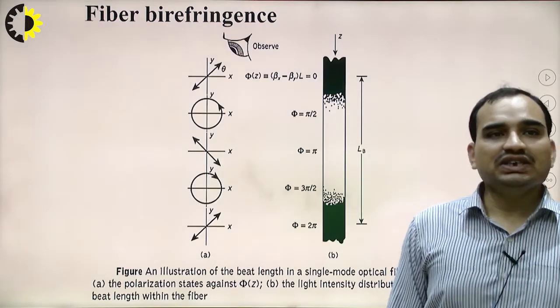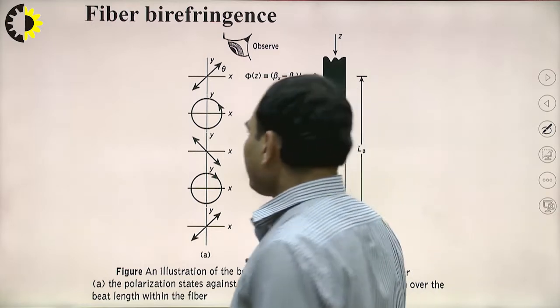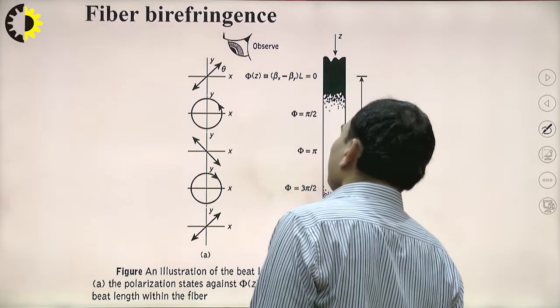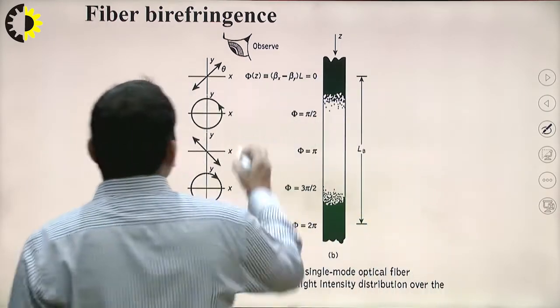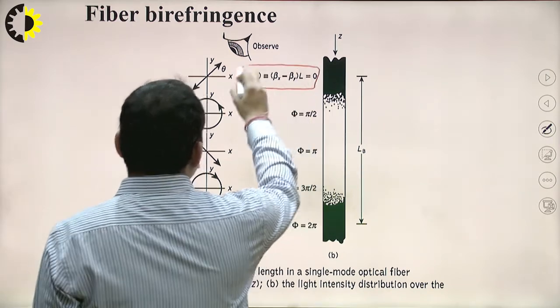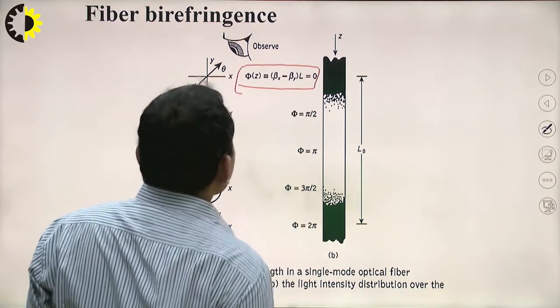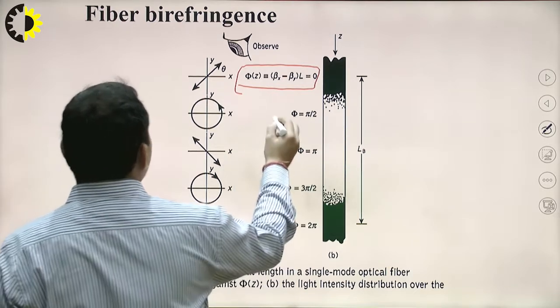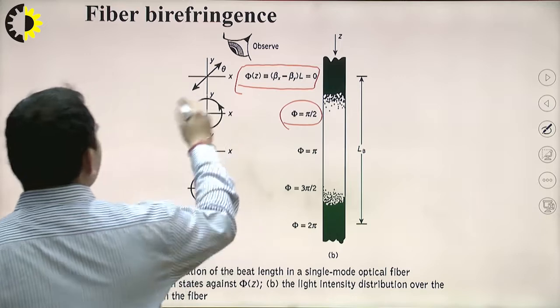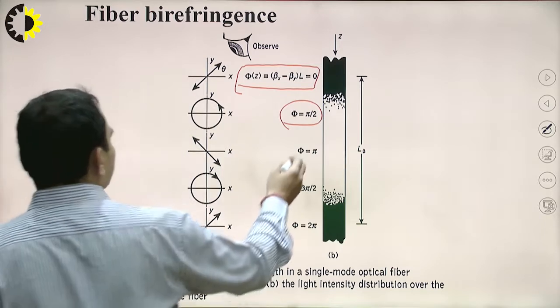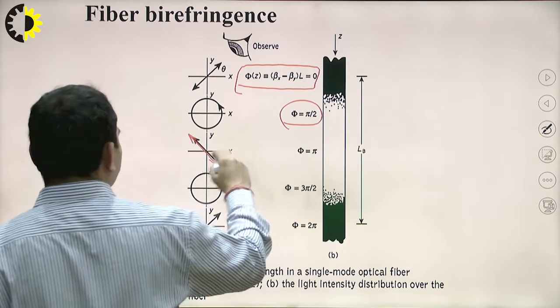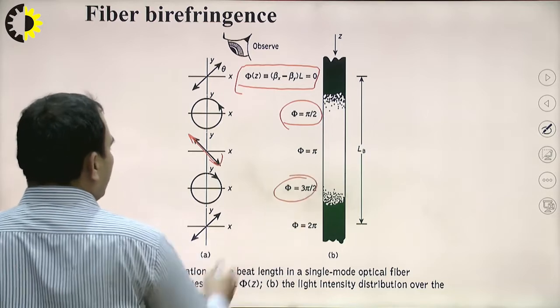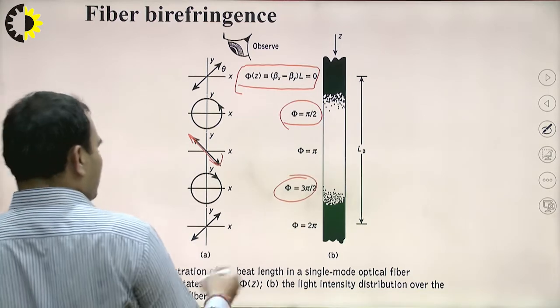As we can see in the fiber birefringence, we have the polarization vectors, where we can calculate beta x minus beta y times L equals 0 in this case. When the phase difference is pi by 2, we have circular polarization. When the phase difference is pi, we get this direction of the arrow. When we have 3 pi by 2, we get circular polarization.